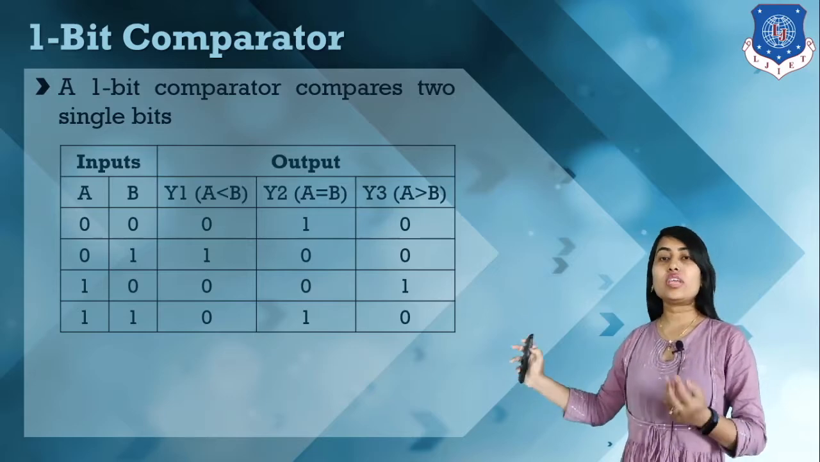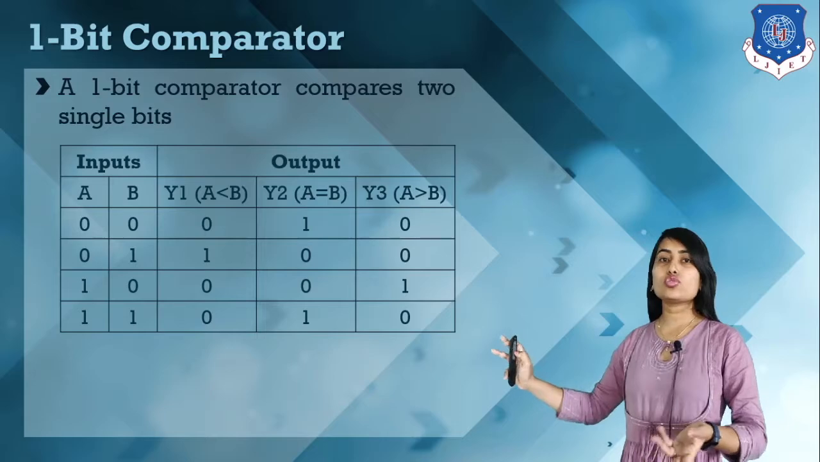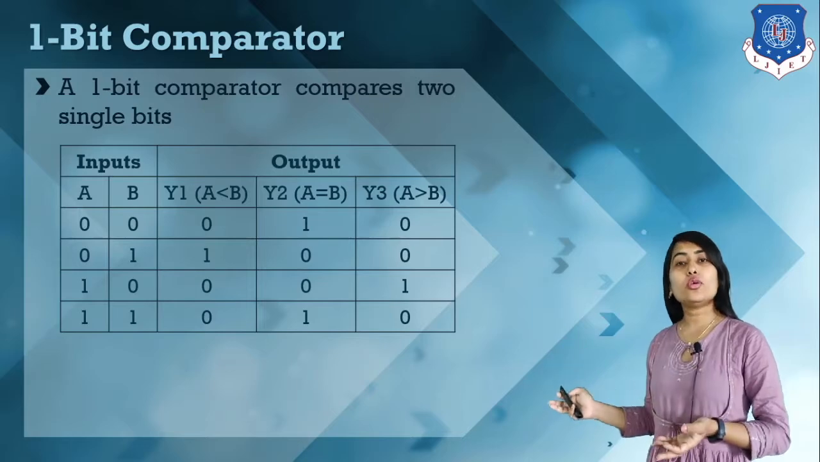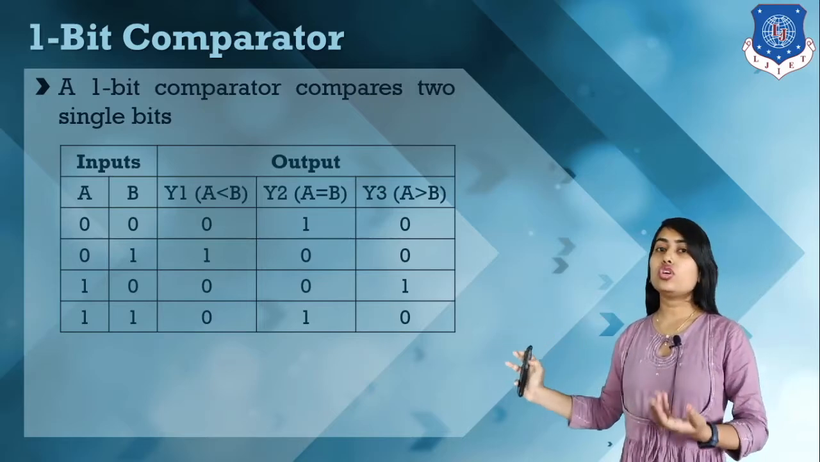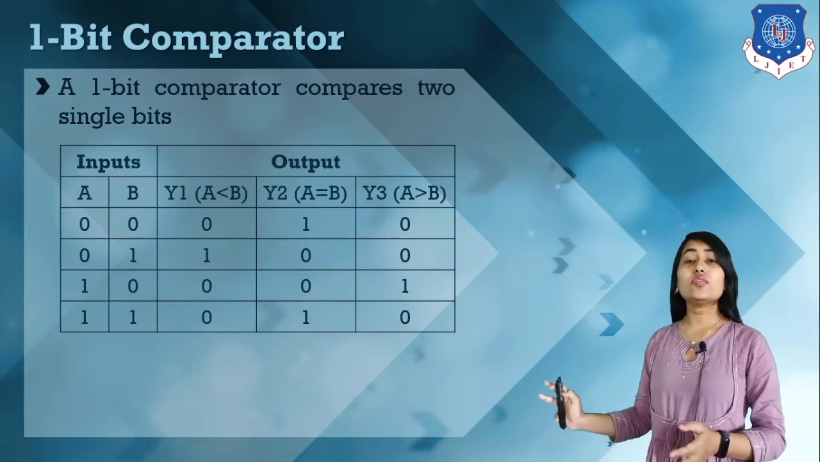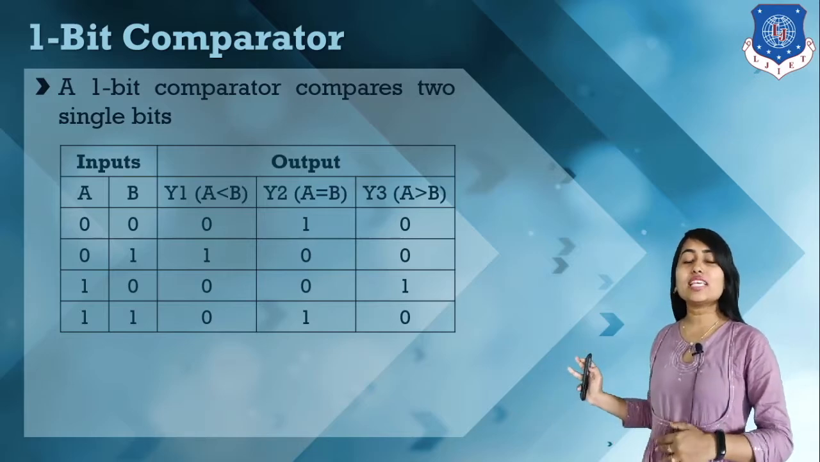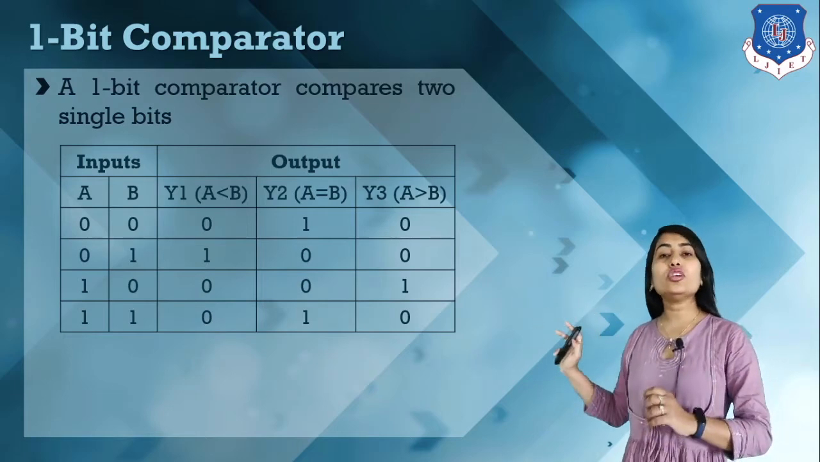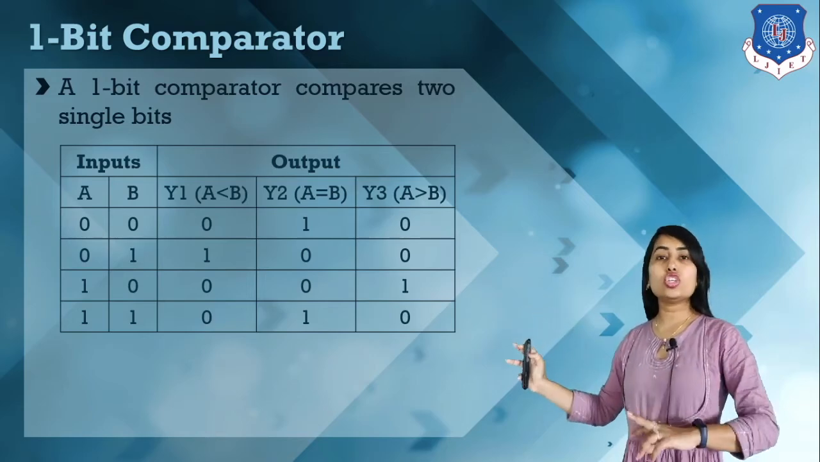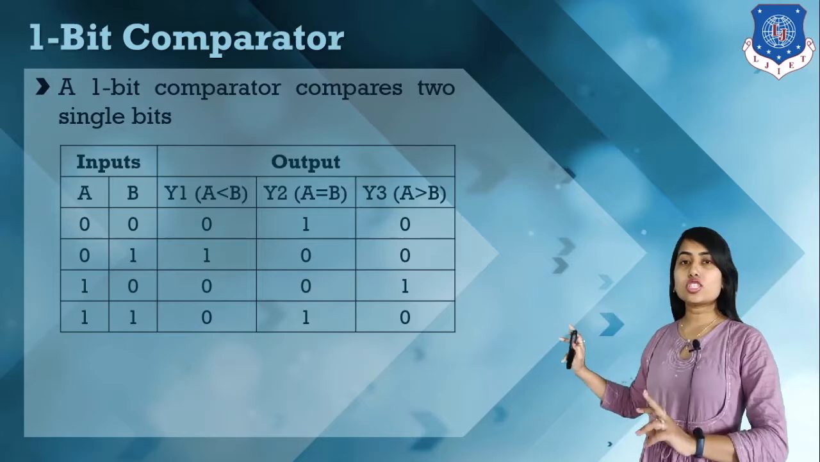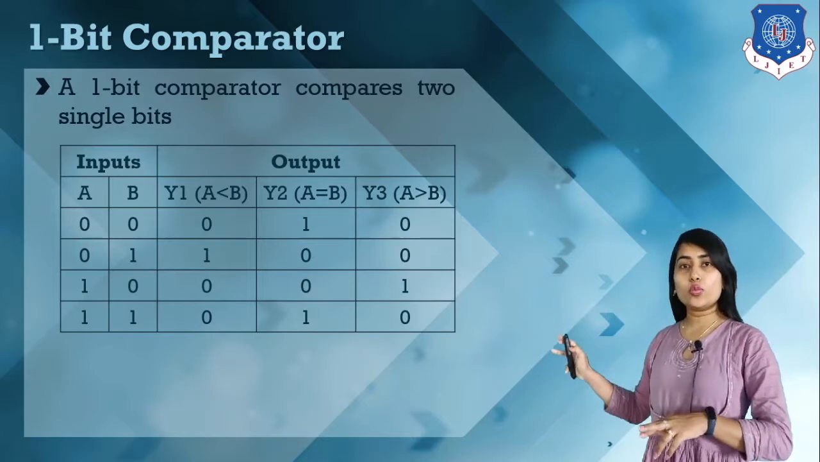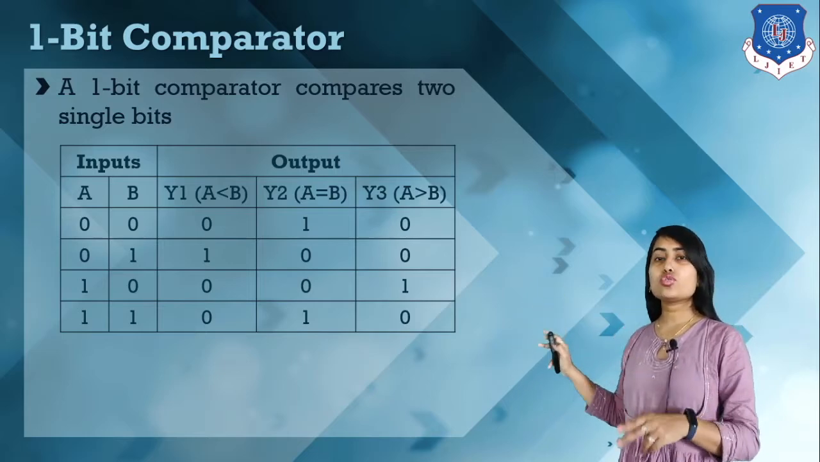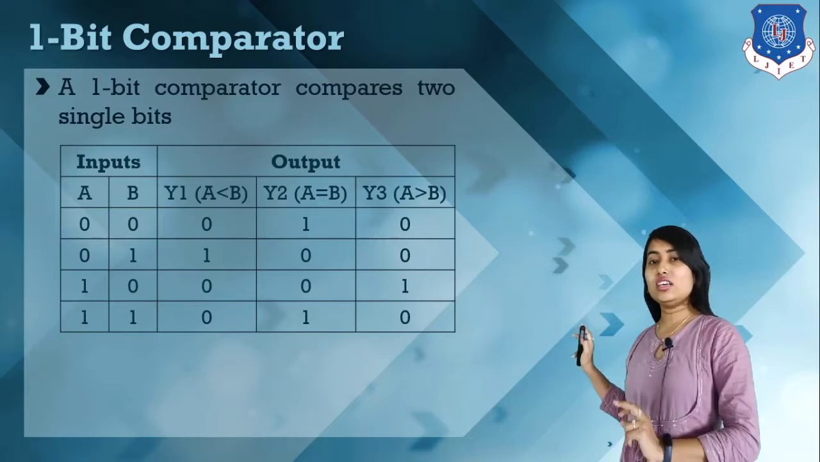Here we have a total of 4 possibilities: A is equal to 0 or 1, and the same way B is equal to 0 or 1. So A and B can be 0 0, 0 1, 1 0, or 1 1. We have a total of 3 possible outputs: A less than B, A equals to B, or A greater than B. If A and B are 0 0, that means A equals B, so the A equals B output is 1 and all other outputs are 0.